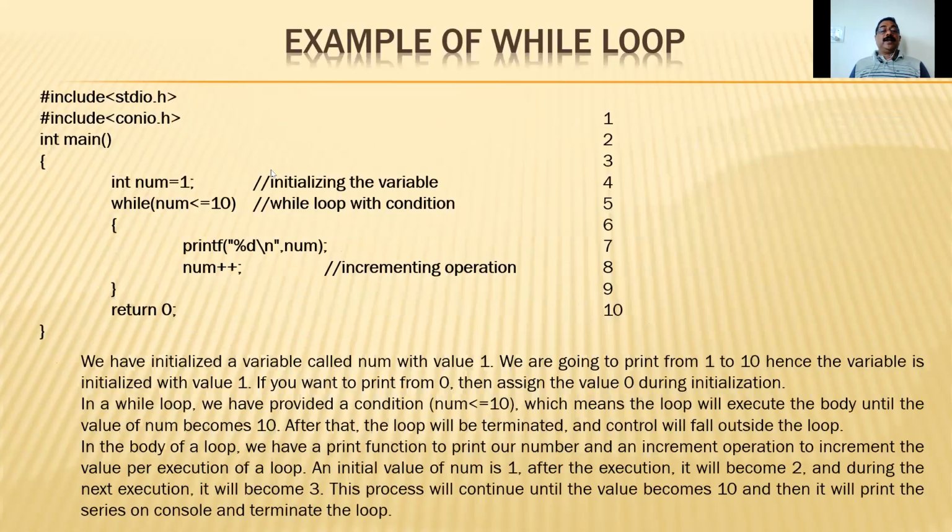This is the example of a while loop. Here you can see include stdio.h, include conio.h, and the main program is given. Integer num is equal to 1. The very important thing here is that num is equal to 1 is initialized. In our loop statement, the first thing we have to do is initialize the variable, that is the counter variable. Second, while num is less than or equal to 10.